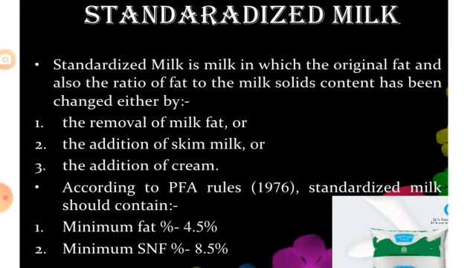According to the PFA rule in 1976, standardized milk should contain a minimum fat of 4.5%. So, 4.5% minimum fat must be required in standardized milk according to PFA.